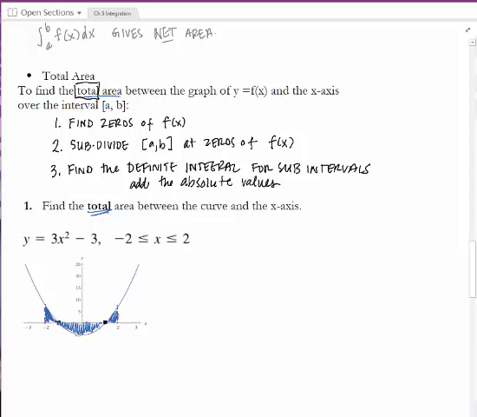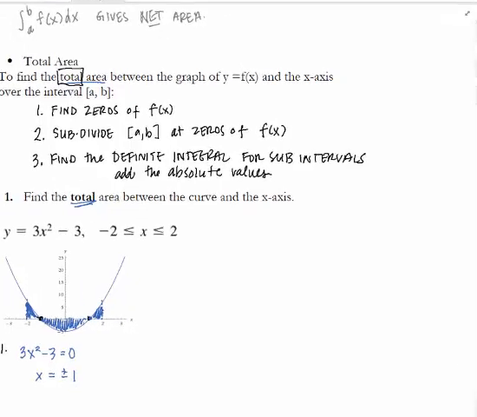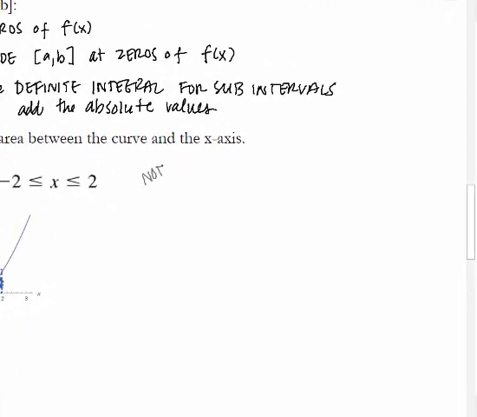So here's an example. Like I said, we have two zeros of the function. To find out where those zeros are, we are interested in when 3x squared minus 3 equals 0. And you can see that this happens when x is equal to plus or minus 1. So those are the zeros of the function. So to find the total area from negative 2 to 2, we will not do the definite integral from negative 2 to 2 of 3x squared minus 3 with respect to x.